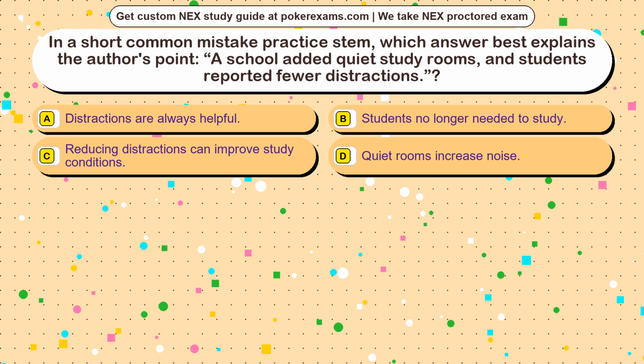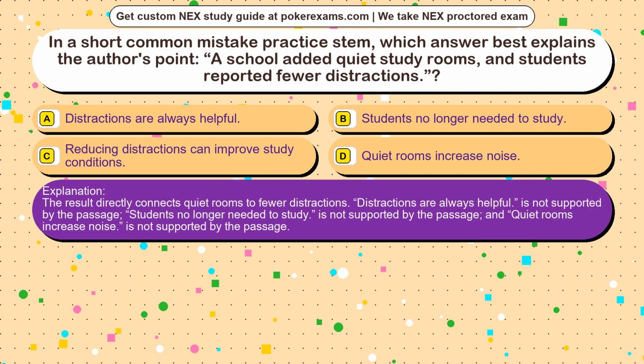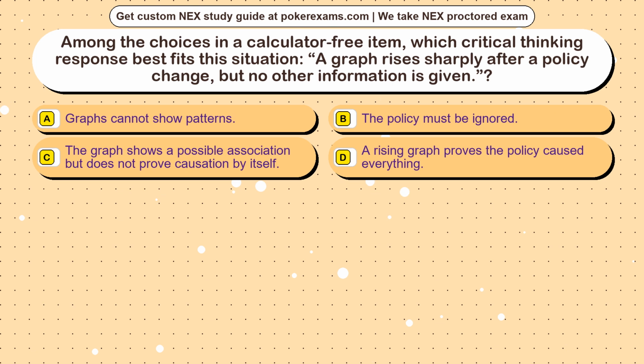The correct answer is option. The result directly connects quiet rooms to fewer distractions. Distractions are always helpful is not supported by the passage. Students no longer needed to study is not supported by the passage, and quiet rooms increase noise is not supported by the passage.